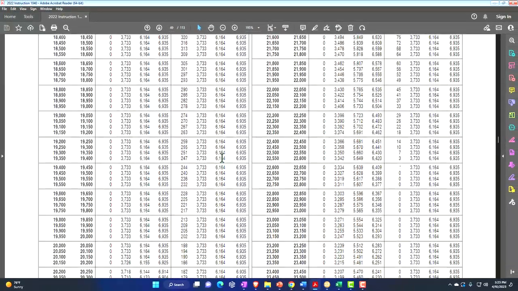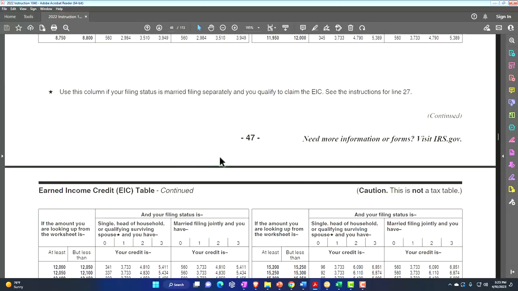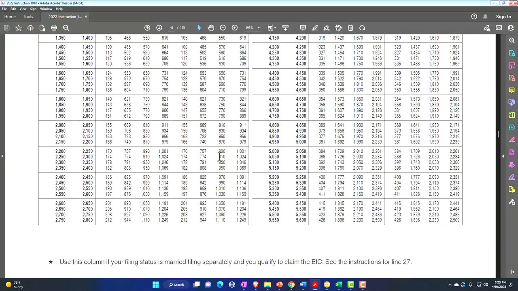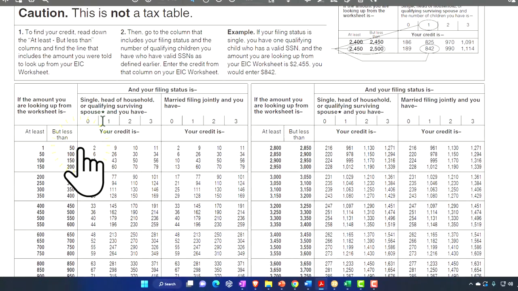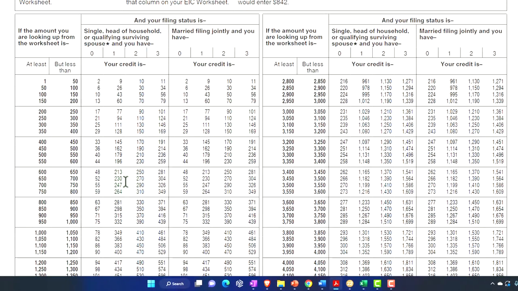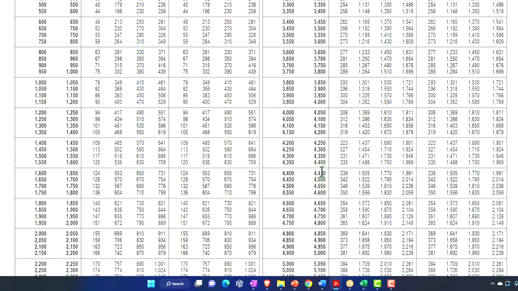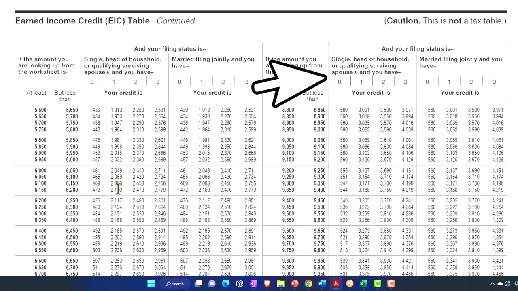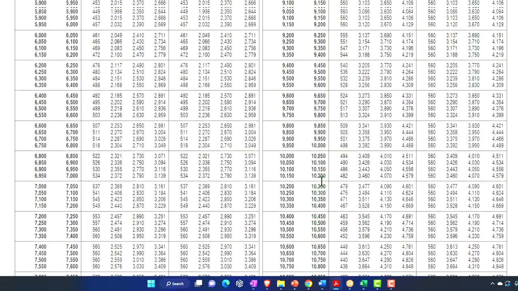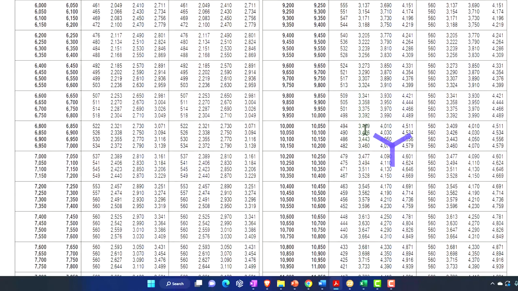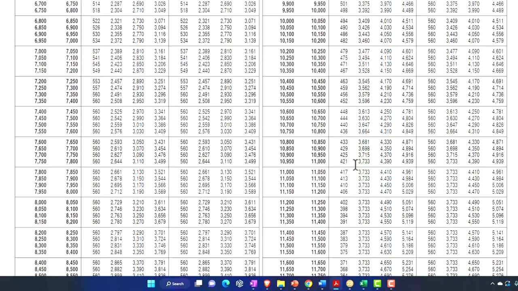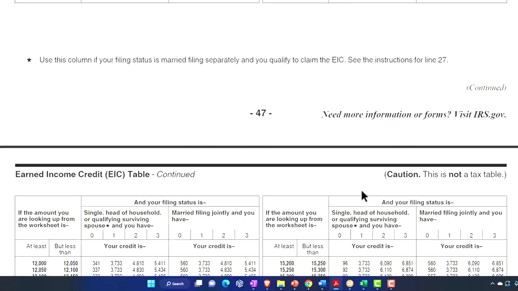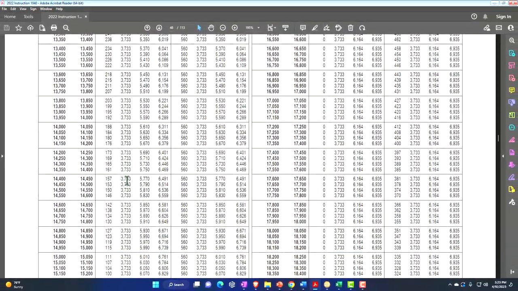If we mirror that in the instructions for the form 1040, we're looking at this column now. We're saying, okay, single filer, this is the income level, one qualifying child, this is the amount of the credit as income goes up. So it's going up, up, up, until it maxes out at the 3733. That's at the 10950.